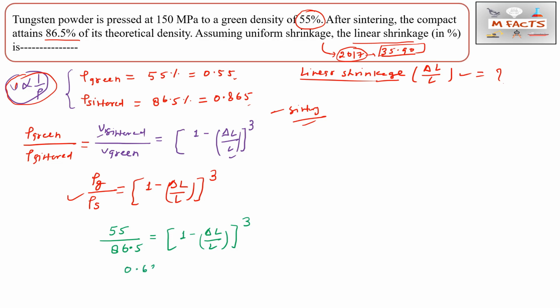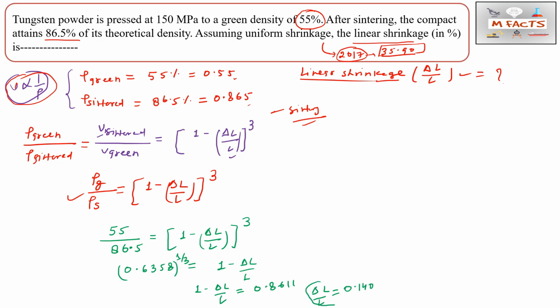So 0.6358 is equal to 1 minus del L by L, and this 1 by 3 will come here, and you can take directly the cubic root of this value. Okay, so 1 minus del L by L is equal to 0.8611. Okay, so from here we will get this del L by L value. So this del L by L is equal to 0.140 approximately.